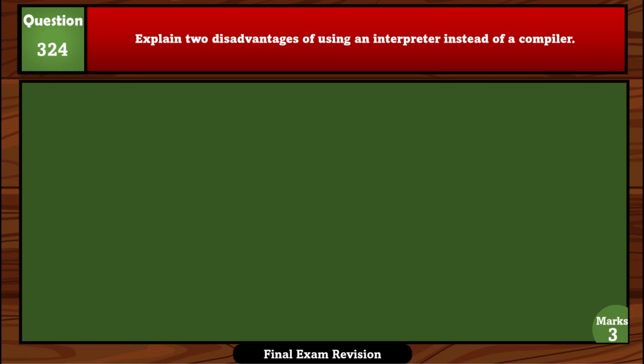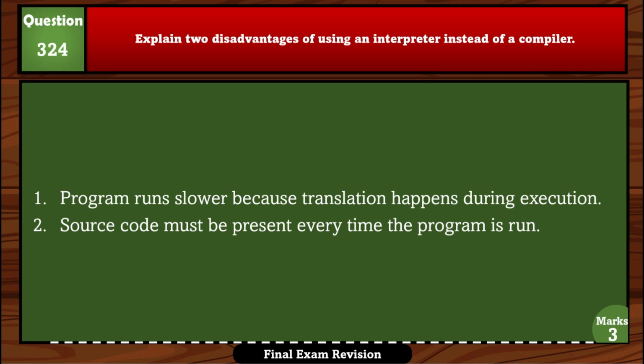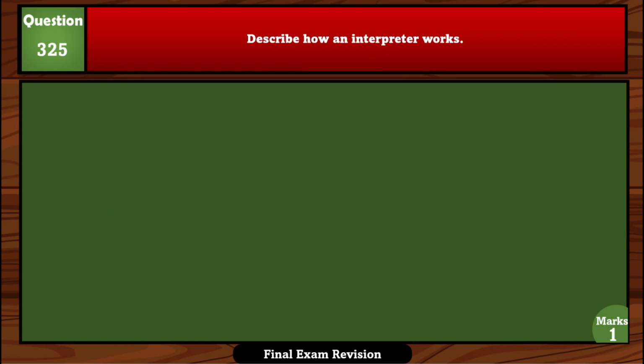Question 324. Explain two disadvantages of using interpreter instead of a compiler. Number one, program runs slower because translation happening during execution. Number two, source code must be present every time the program is run. Question 325. Describe how an interpreter works.